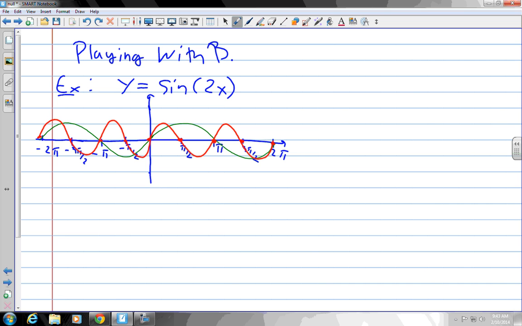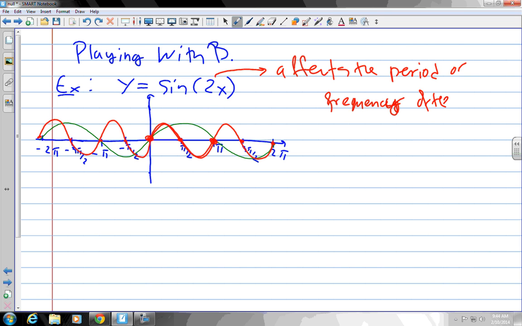Did that affect our range? I mean, it looked like it did, but it shouldn't have, right? The range stayed between -1 and 1. All it did was change the period of this function, and the period now, as you see, is just pi, okay? So what that number does, it affects the period, or sometimes we call it frequency, of the function.